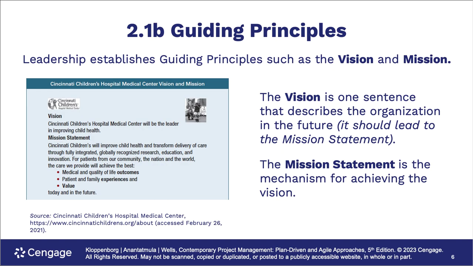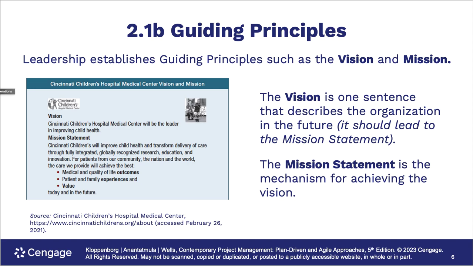So, guiding principles: there's a vision and a mission statement. A vision is one sentence that describes the organization in the future. It should lead to the mission, the mechanism for achieving the vision. You can read most any publicly traded company's mission and vision published on their website or in their corporate papers for sure.